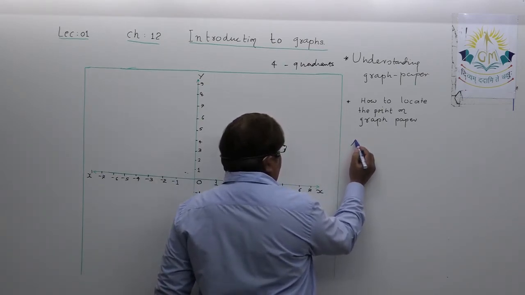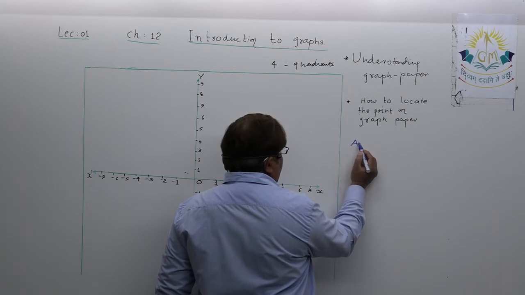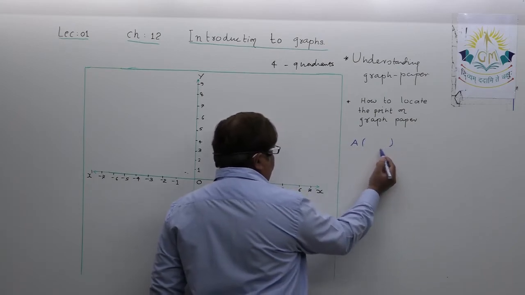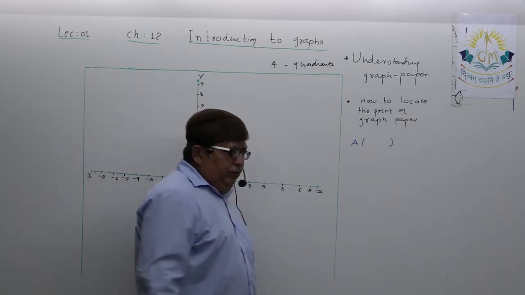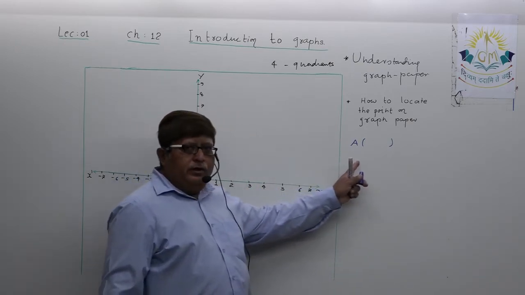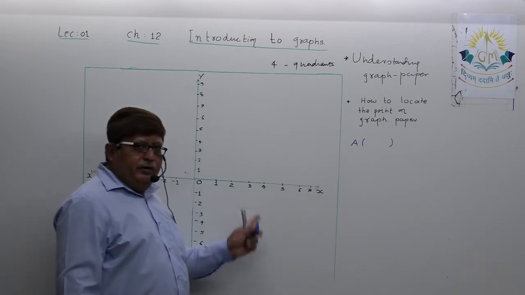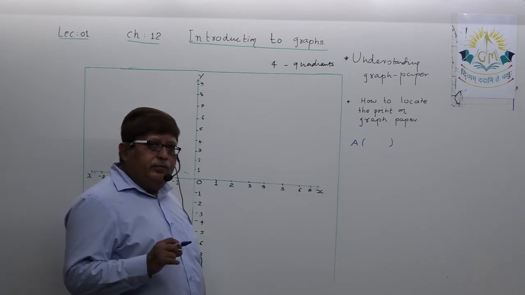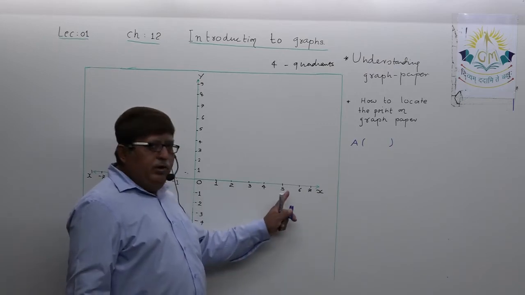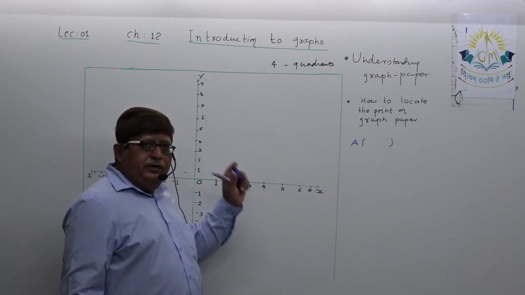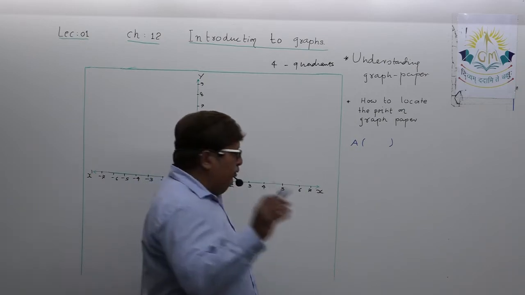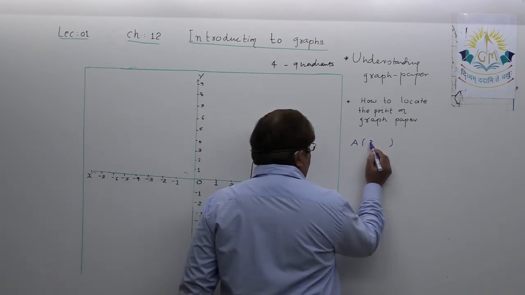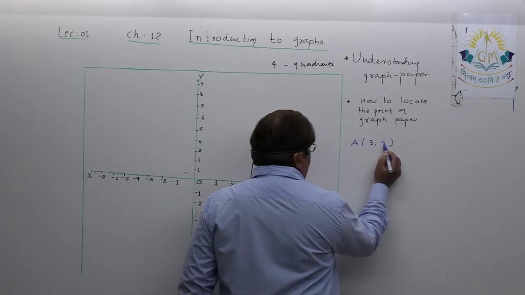I am just writing A. Name of the point is A, but dear student, try to understand. If you want to locate this point on the graph paper, you need to have the complete knowledge about its x coordinate and y coordinate. How to write? Suppose I write this way, 3, 5.